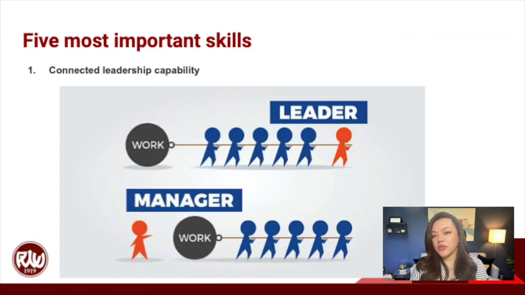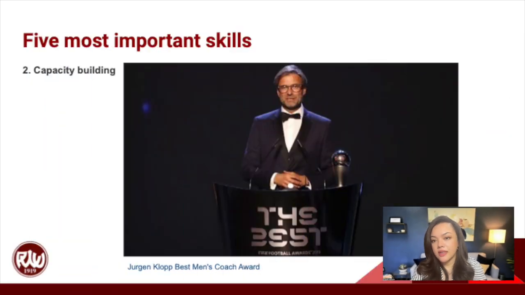And this is also an extension of Hammer's work, and where he promotes the first skill as leaders should be connected. That there is something called connected leadership capability, where you can see from this visual, the leader is the one represented by the orange image, is leading from the front, right? And the manager is the one who's directing everybody to do the work. The second important skill, as per Hammer, is capacity building.